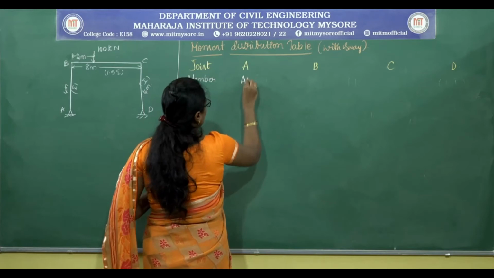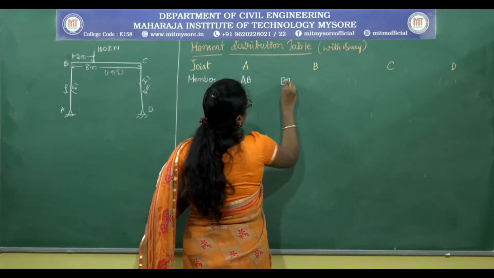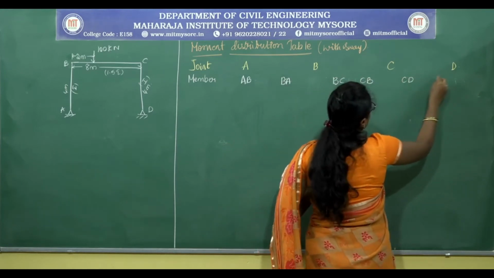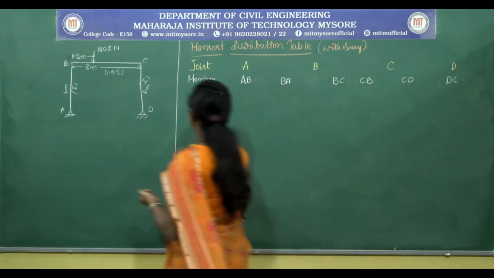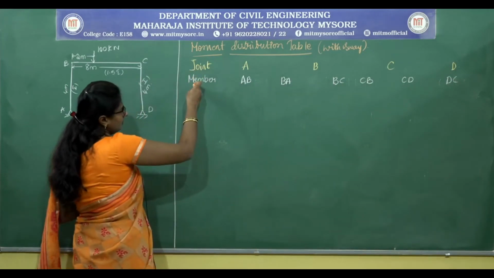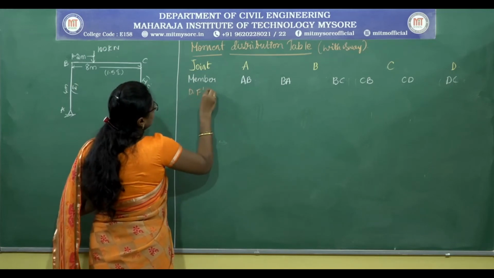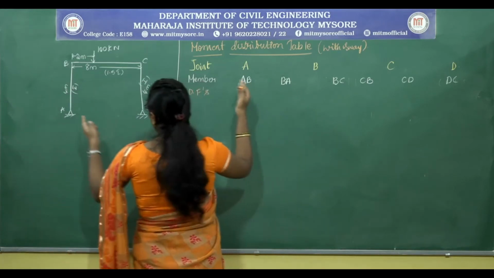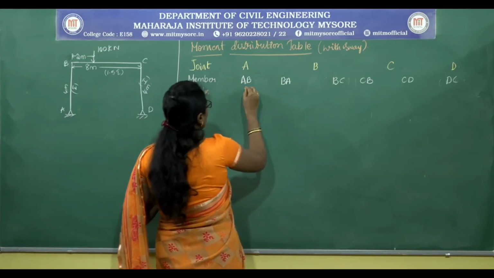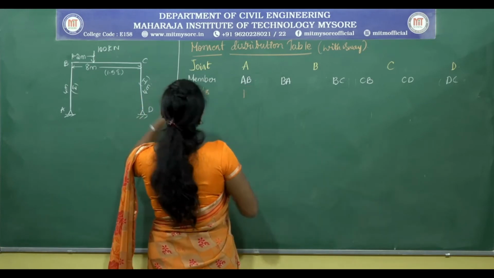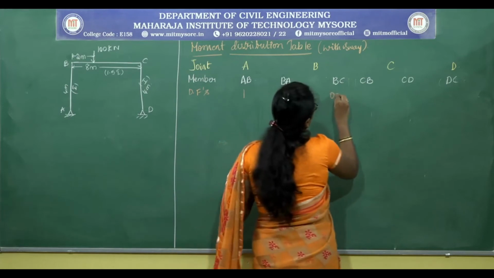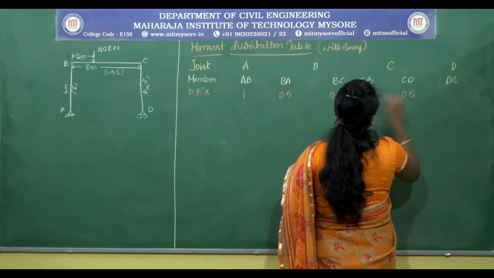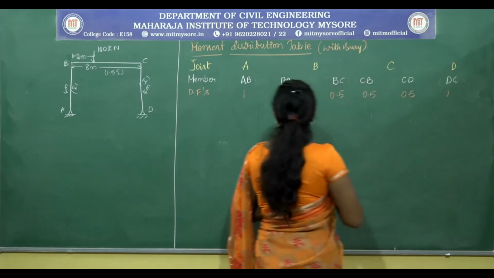Member AB, BA, BC, CB, CD and DC. Then joint, member, then distribution factor. As we all know, the distribution factor for hinged support is 1, and for BA and BC it is 0.5, 0.5, and CB also 0.5, CD again 0.5, and DC it is 1.